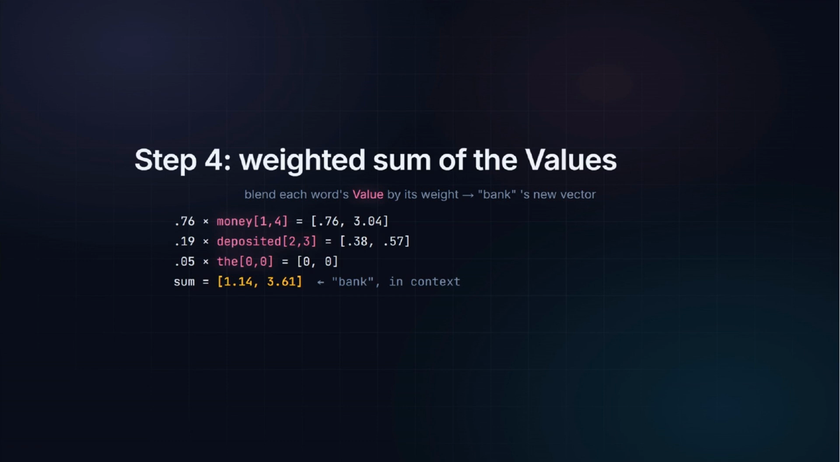That is bank, brand new, a context-aware vector. Bank walked in as a generic embedding and walked out pulled hard toward money's direction, that big second number. The model now represents this bank as a finance bank. That's attention end to end.